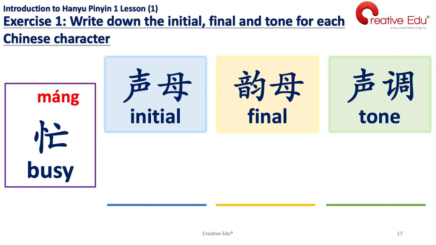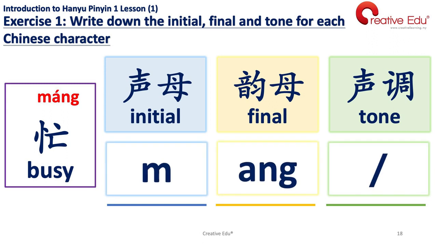Number 5, 忙. M-A-N-G. Second tone. 忙, busy. The answer for 声母 is M. 韵母 is A-N-G. 声调 is second tone. M-A-N-G, second tone, becomes 忙, busy.